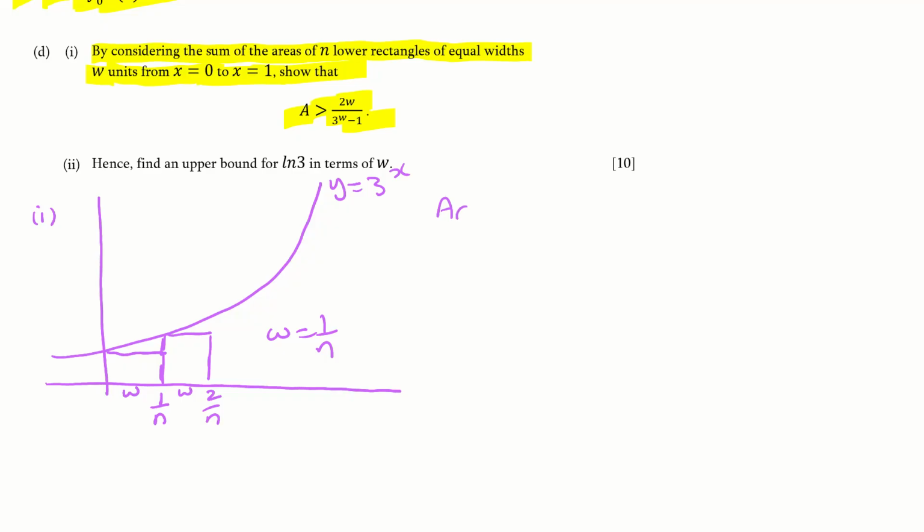So for the area of the rectangles, we are going to get w, and then let's think about these heights. That will be 3 to the 0. That will be 3 to the w, and then the next height here will be 3 to the 2w. So we're going to have 3 to the 0 plus 3 to the w plus 3 to the 2w, and that will continue up to 3 to the n minus 1 w.